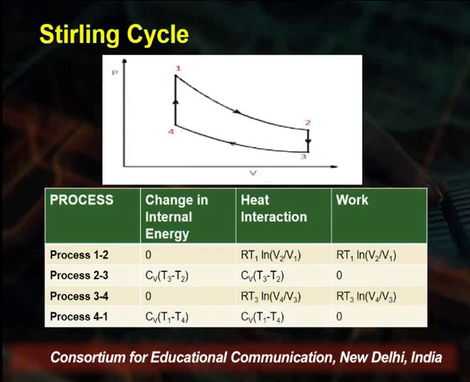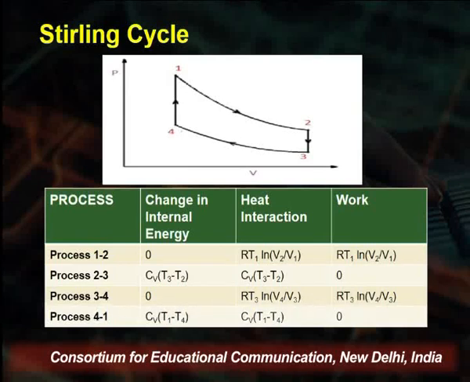From process 1 to 2, the change in internal energy is 0. The heat interaction is RT1 log of V2 by V1. The work done is also RT1 log of V2 by V1, because in an isothermal process, W is equal to Q. In the process 2 to 3, the change in internal energy is CV (T2 minus T3). Heat interaction is CV (T3 minus T2), and the work done is 0.